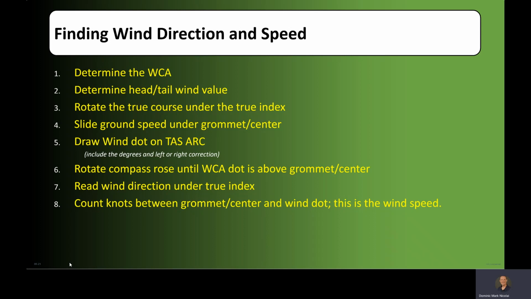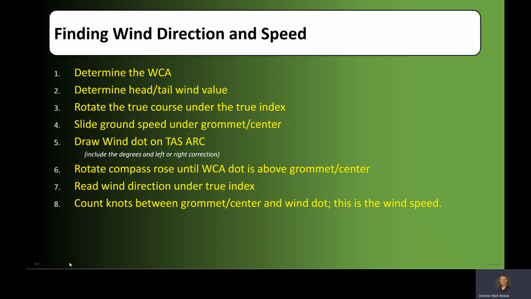There we go, finding wind direction and speed. I'm going to give you the instructions. Since a lot of you are using the manual flight computer, you need to know these instructions ahead of time. We're going to go over some problems because the FAA is going to give you an airplane that's been flying on a certain true course and using a certain true heading at a certain ground speed and certain true airspeed, and they're going to ask, what is the wind direction and wind speed?